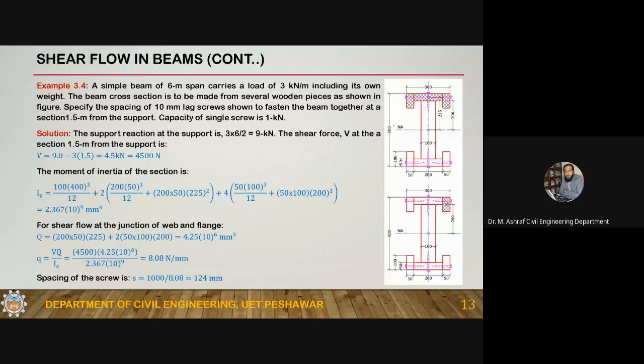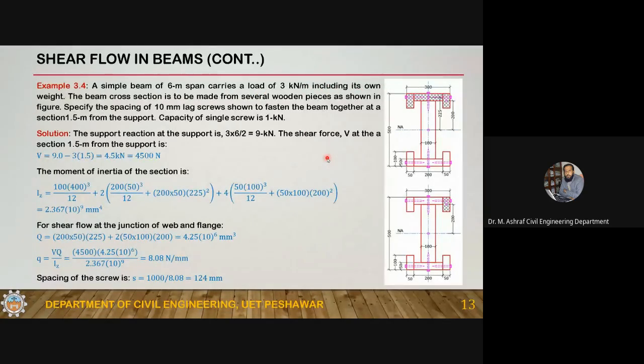Okay, now this is another example. This is a modified form of the example given in the Mechanics of Solids by E.P. Popov. I've modified this a little bit. In that example he is talking about only these bolts, but I've included these also. These screws are not bolts but screws. So a simple beam of 6 meter span carries a load of 3 kilonewton per meter, including its own weight.